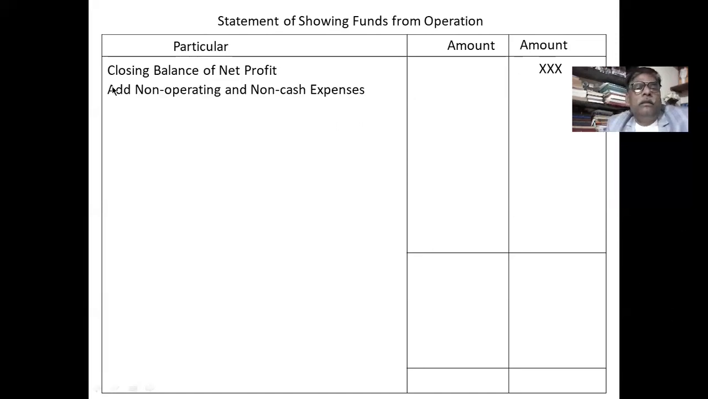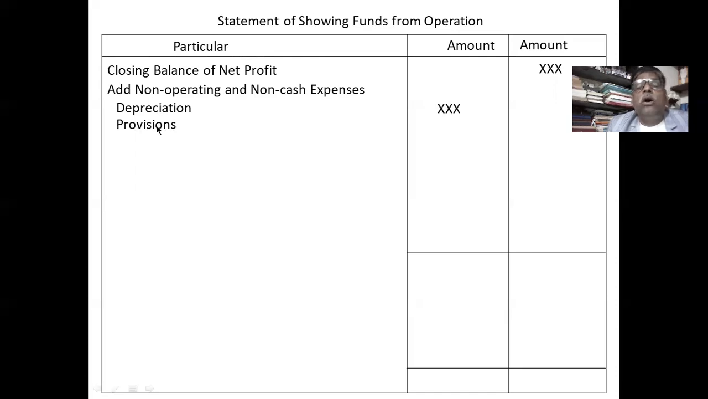Okay. Then next, add non-operating and non-cash expenses. Non-operating means the expense is not related to your operation, your business. And non-cash means expense related with the business, but not paid in cash. Those items you have to sort out and record in this head. For example, depreciation. Depreciation is related with business, but it is not paid in cash.